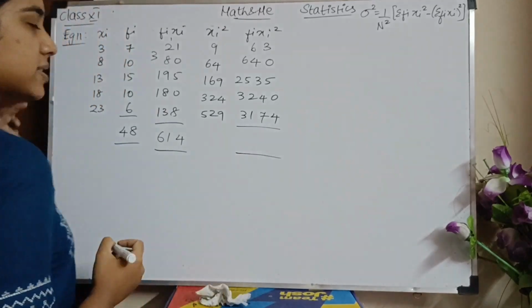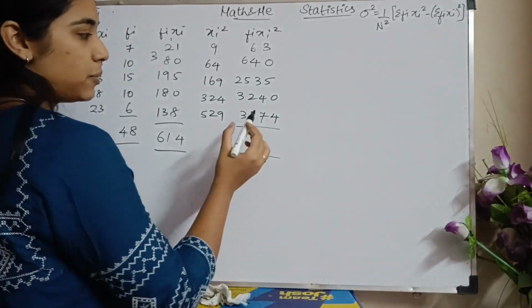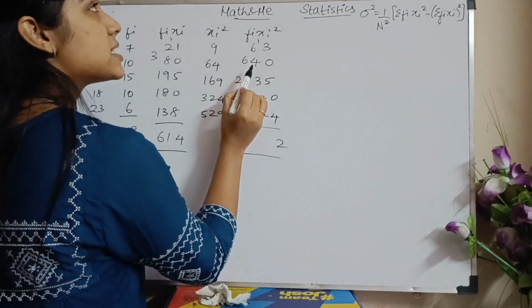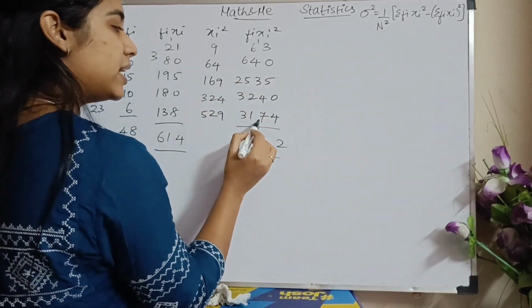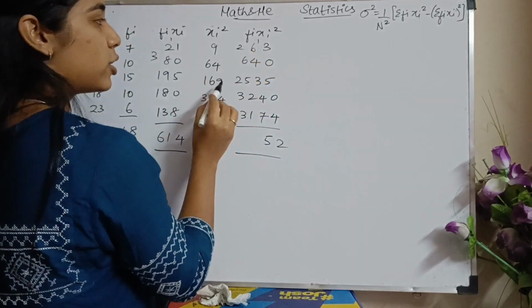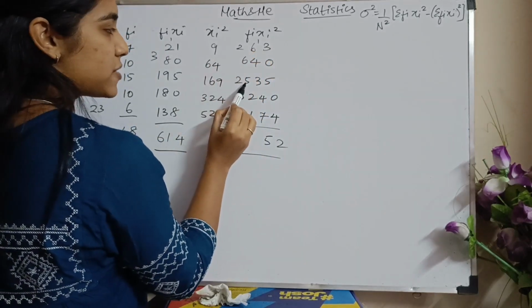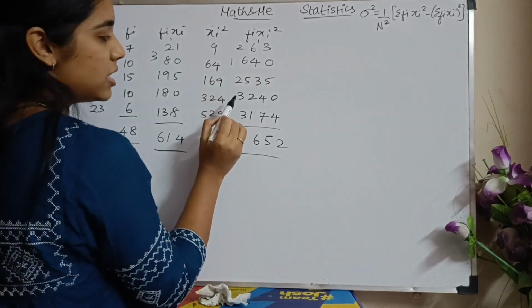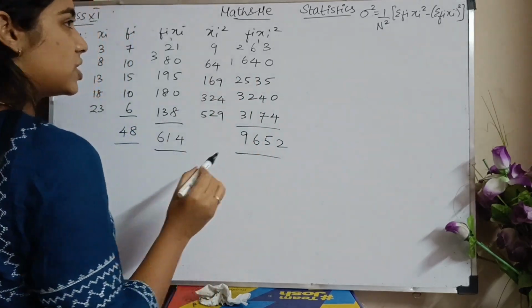Now I need to add all this. What do I get? 3 plus 5 is 8. 8 plus 4 is 12. 1 carry over. 6 plus 1, 7. 7 plus 4 is 11. 14, 18. 18 plus 7, 25. 2 carry over. 2, 8, 8 plus 5 is 13, 14, 15, 16. 1 carry over, 3, 6, 9. So 9, 6, 5, 2. So these are all my values.